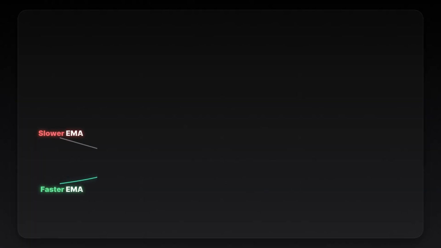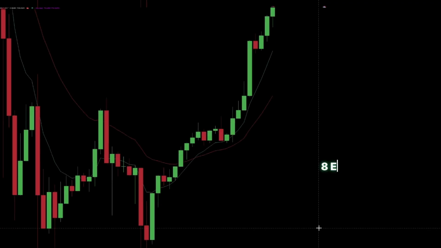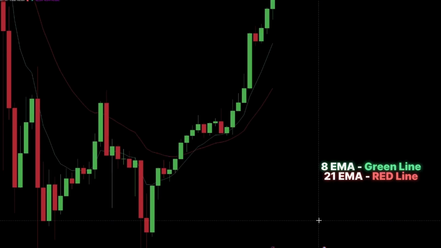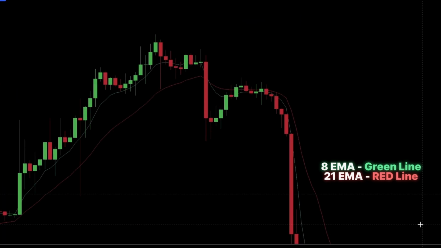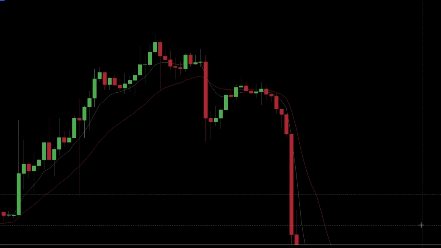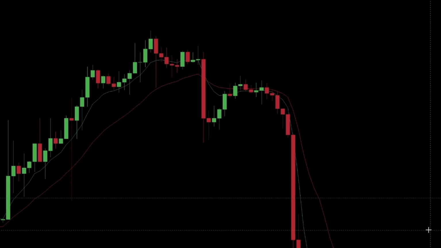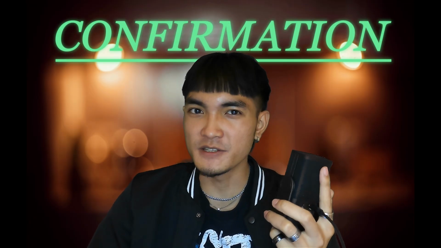A crossover happens when a faster moving average crosses above or below a slower moving average. For example, an 8 EMA crossing above a 21 EMA may suggest that bullish momentum is increasing. An 8 EMA crossing below a 21 EMA may suggest bearish momentum is increasing. But here's what most beginners don't realize. Crossovers are often late. The market may have already moved significantly before the crossover appears. That's why instantly buying or selling when a crossover happens can be really bad for your account. A crossover should be used as a confirmation, not the reason for the trade.